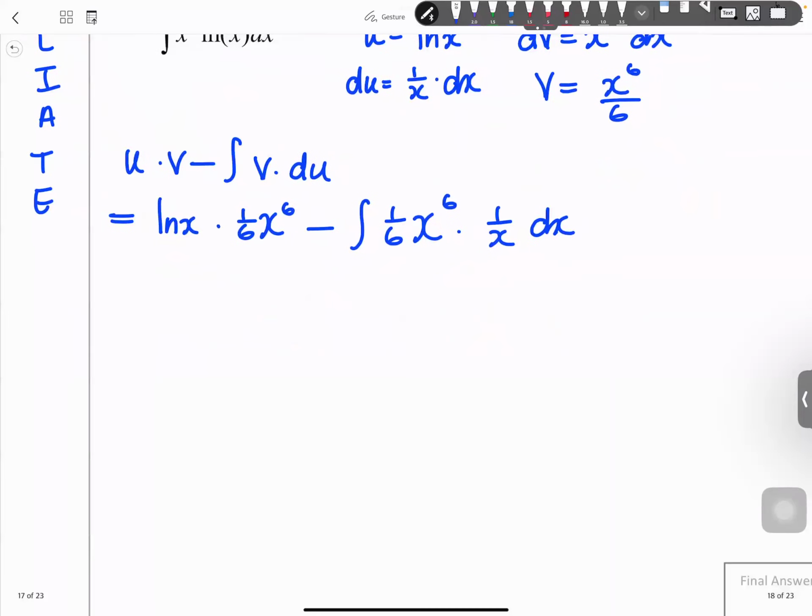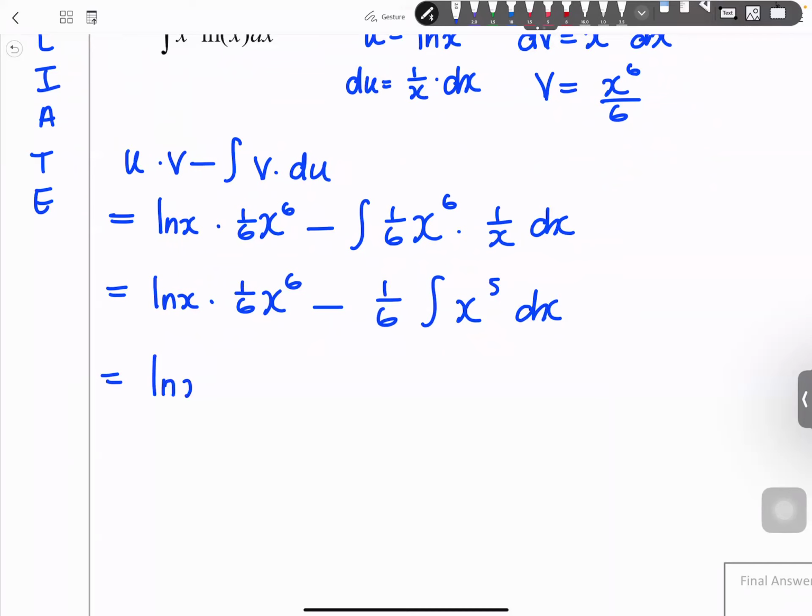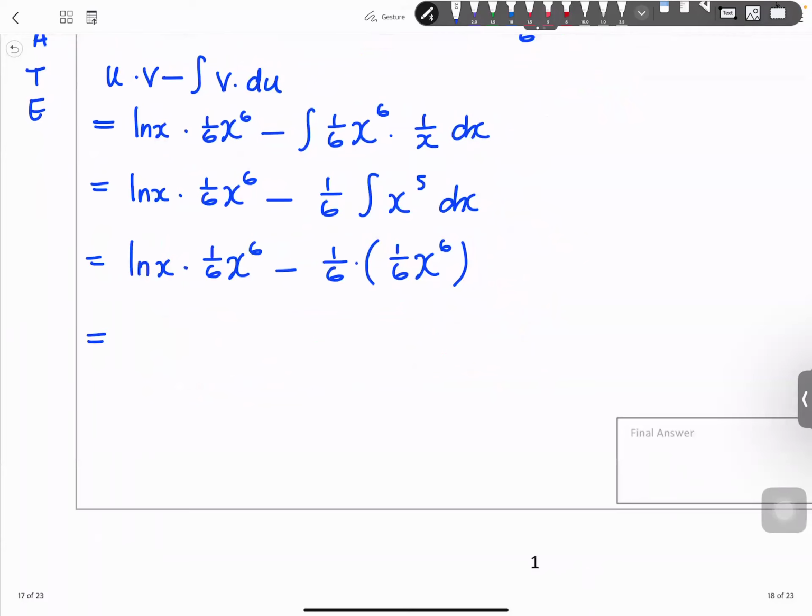I definitely need to clean up before I do my next step. All right, so I can factor out, first of all, the 1 over 6 will factor out. X to the power 6 times 1 over x is going to be x to the power 5. All right, so now I'm ready to finish it up. Natural log of x times 1 over 6x to the power 6 minus 1 over 6 times the integral of x to the power 5 is 1 over 6x to the power 6. I'm going to clean up one more time.